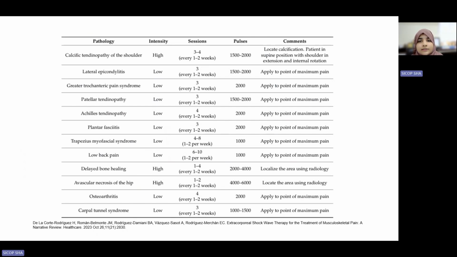So, in this article, they have given a summary of various pathologies in which the shock waves are used, the intensity, session, pulses, and what they have resulted in. So, for the calcific tendinopathy of the shoulder, high intensity shock wave was used. Sessions which are given were 3 to 4 sessions every 1 to 2 weeks. The pulses which they used was 1500 to 2000 pulses. So this helps in locating the calcification, patient in supine position with shoulder in extension and internal rotation.